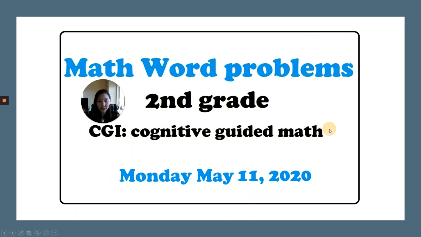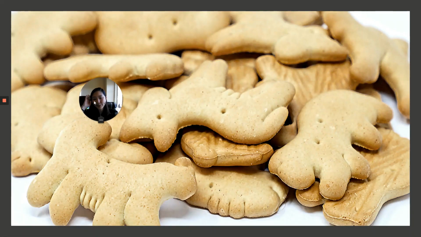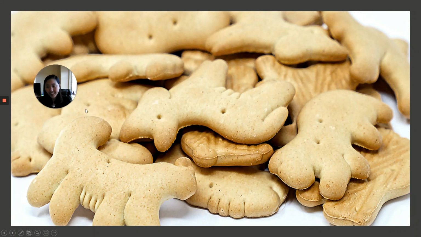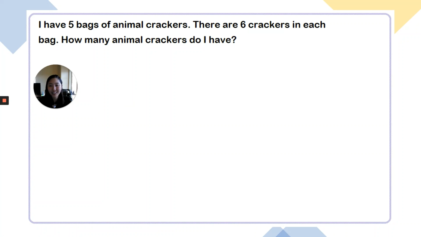So today's story is about animal crackers. I hope you know what I'm talking about. I actually love the chocolate ones, but today we're talking about this: I have 5 bags of animal crackers. There are 6 crackers in each bag. How many animal crackers do I have?